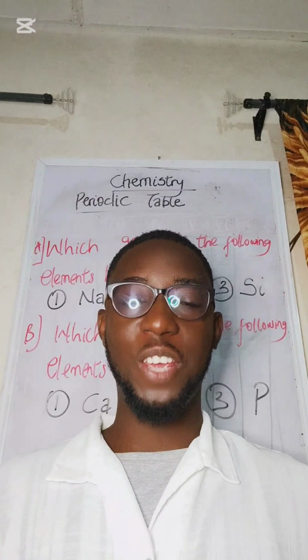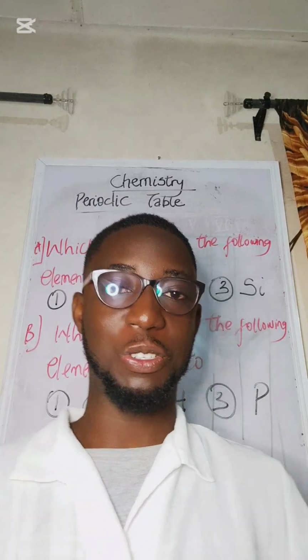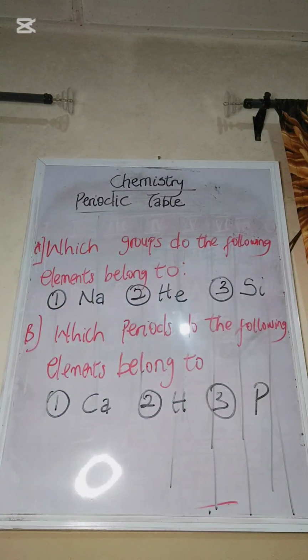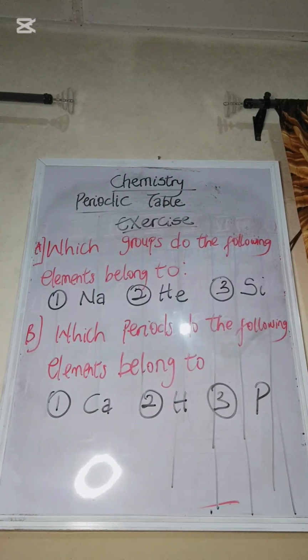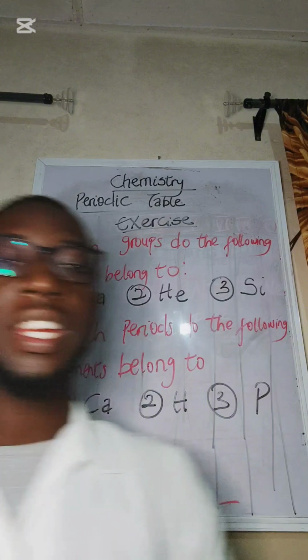As usual, I'll be giving you some exercises to do. A. Which groups do the following elements belong to? 1. Sodium. 2. Helium. 3. Silicon. B. Which periods do the following elements belong to? 1. Calcium. 2. Hydrogen. 3. Phosphorus. So go through them, answer your questions, and write them in the comments.